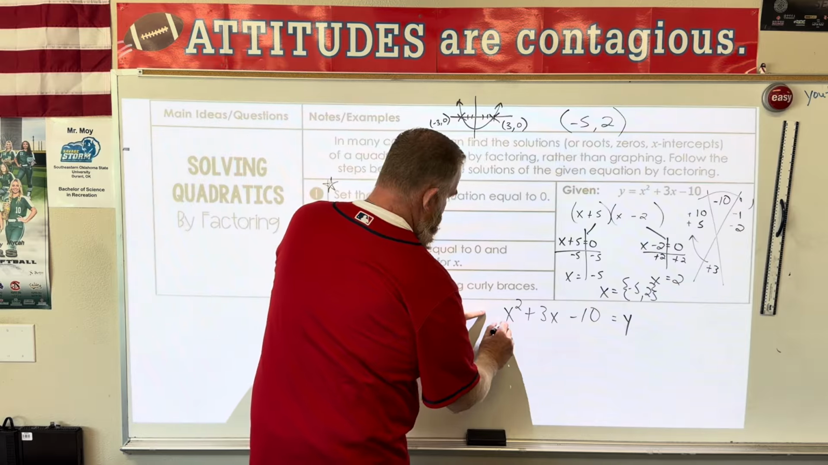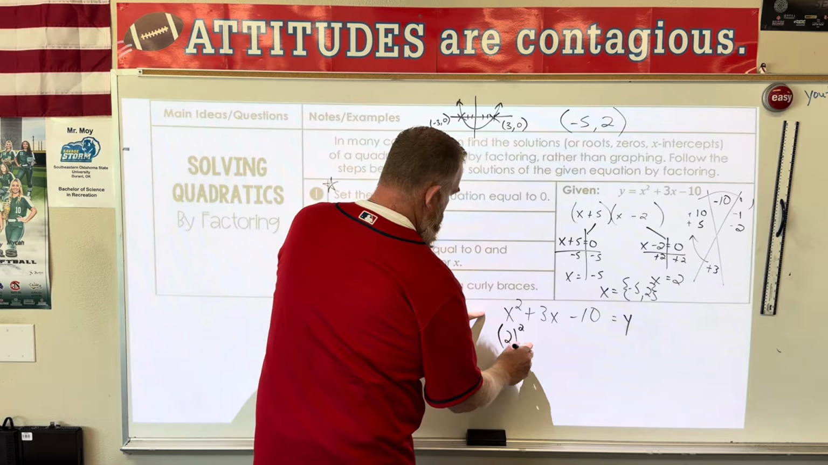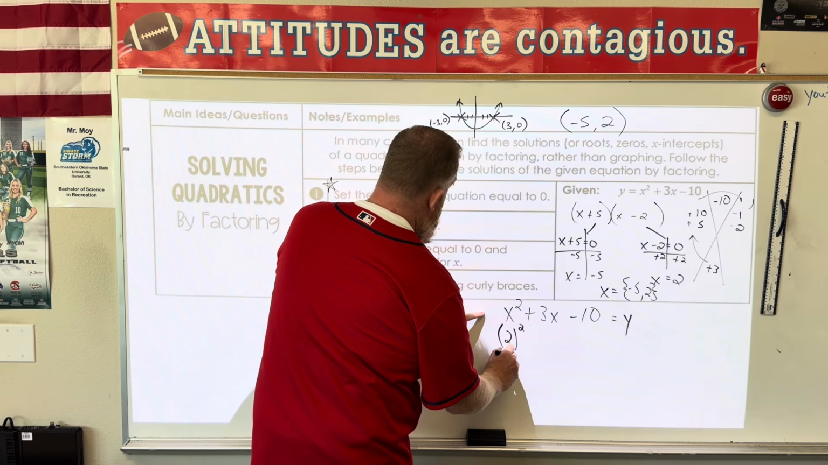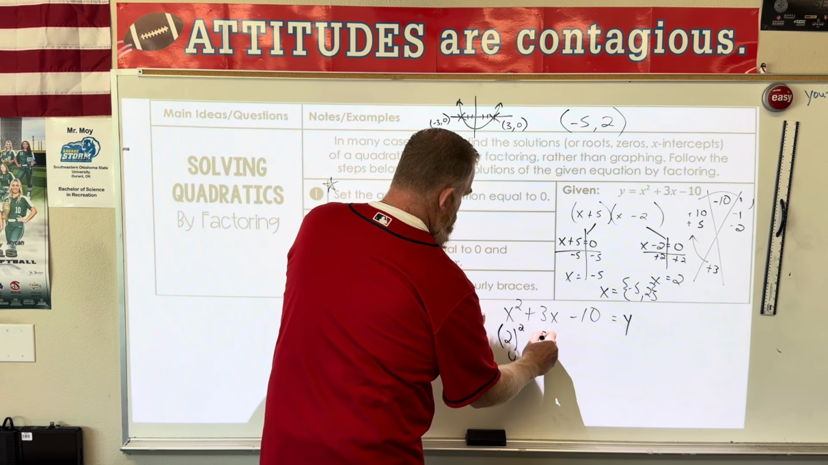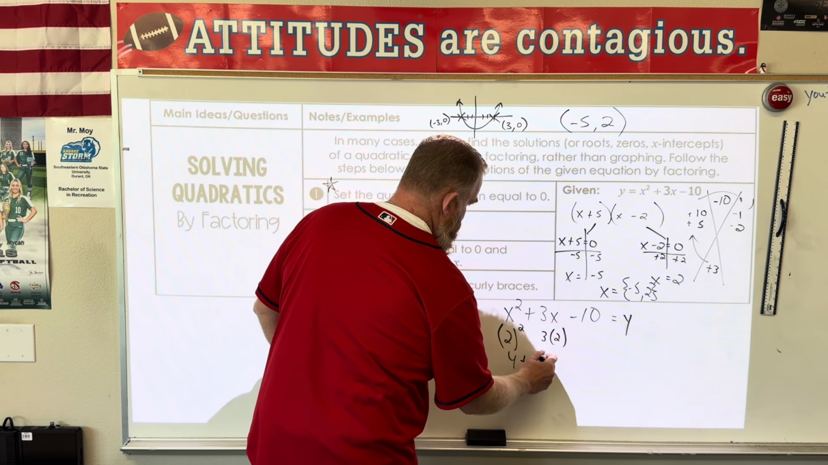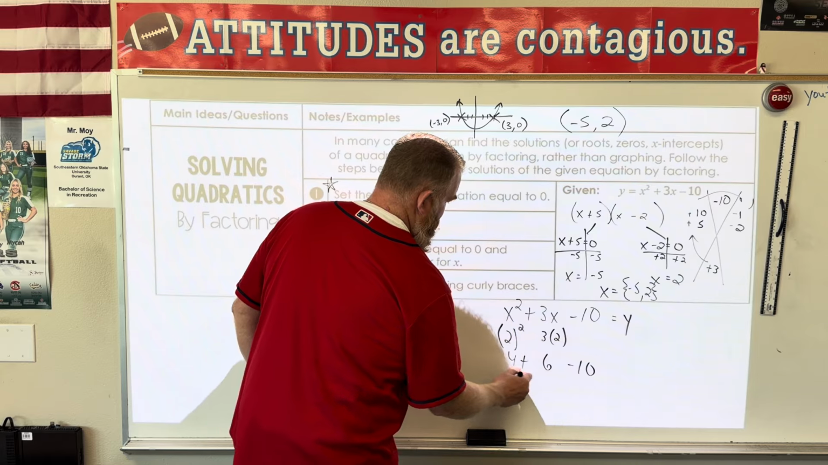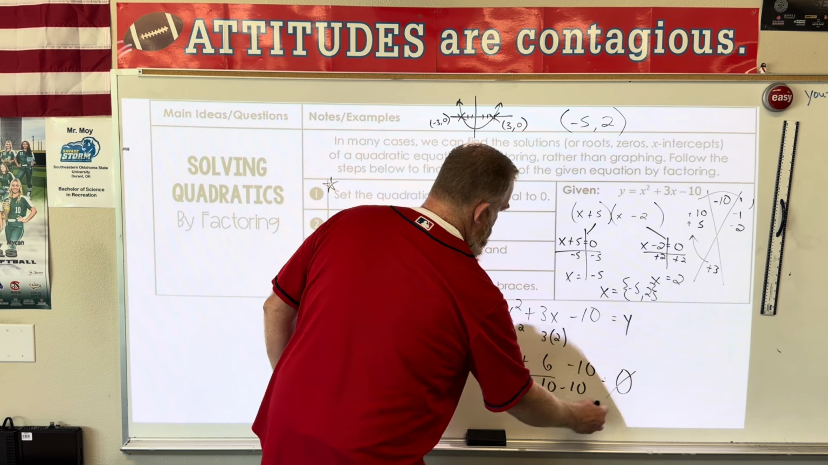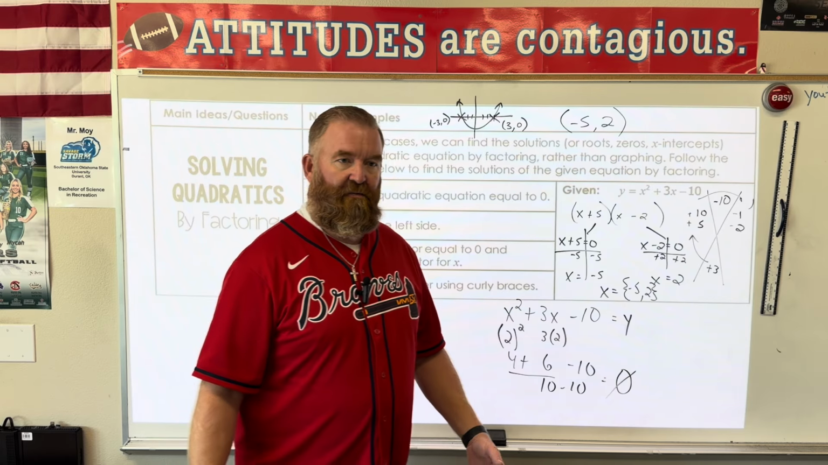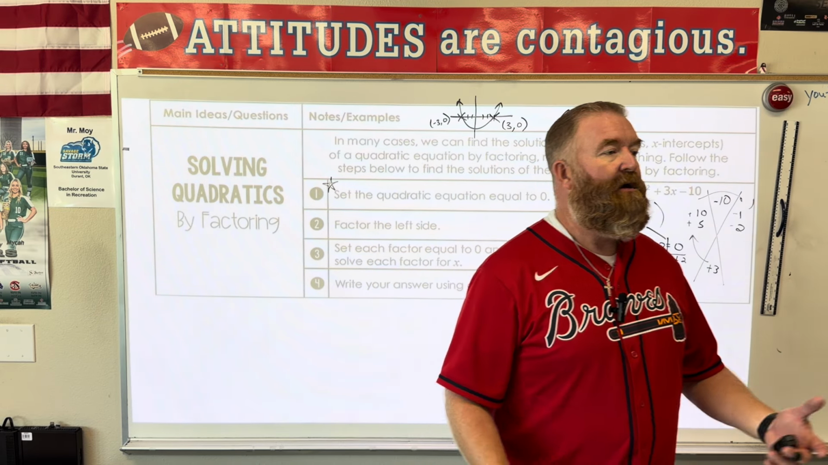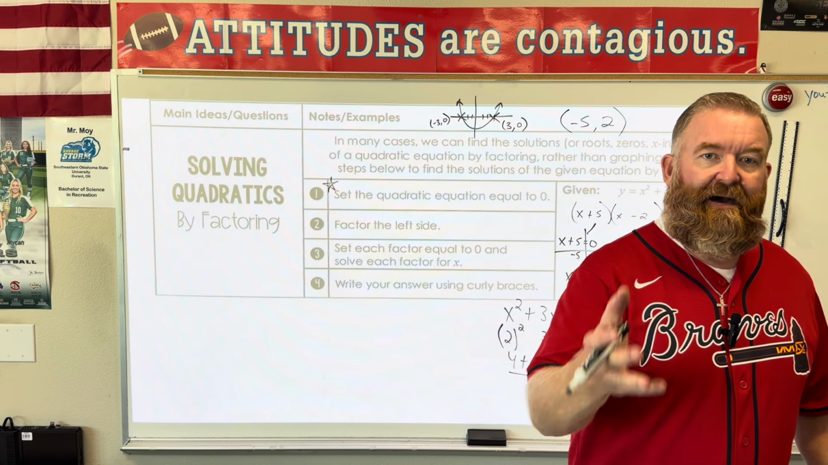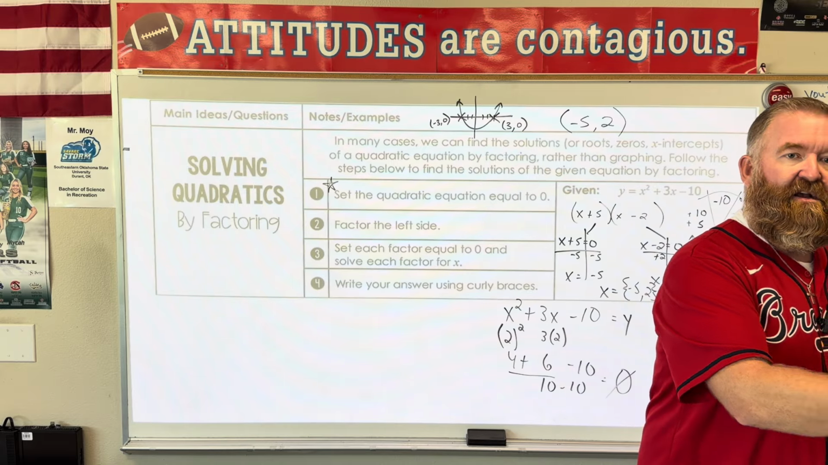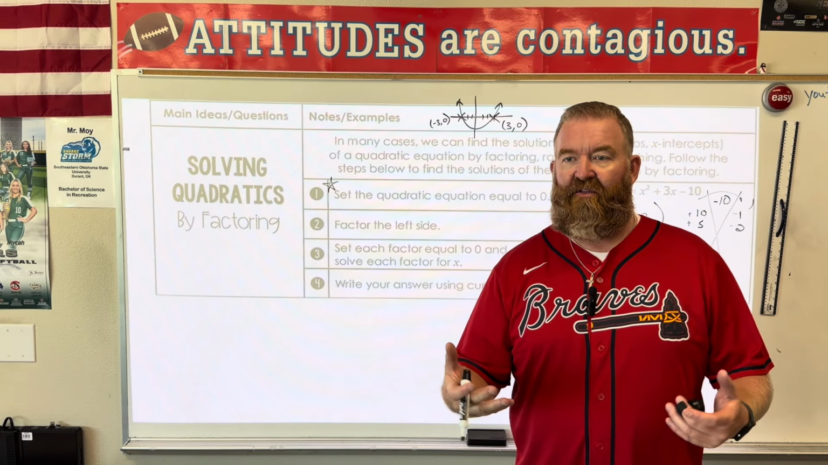So here we go. 2 squared. What is 2 squared? 4. Plus, what's 3 times 2? 6. Minus 10. What's 4 plus 6? 10. What's 10 minus 10? 0. My answer is good. Feeling pretty good. So it came out to be that was one of the zeros we were looking for. Okay, so the numbers actually work, so I know that I'm okay.